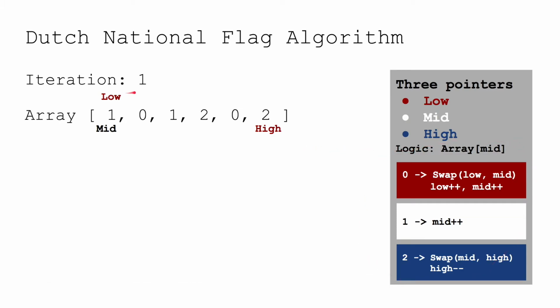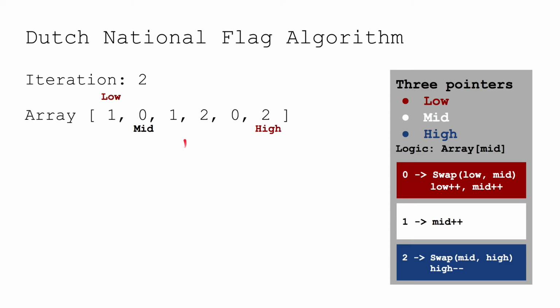Let's start with iteration 1. At iteration 1, our low pointer and mid pointer are pointing at the first value, and the high pointer is pointing at the last value. So here we will be checking what the value at the mid pointer is. At the mid pointer we have 1. So if we have 1, we simply need to increment the mid pointer. In this case we just need to move this pointer by 1 position. Now the mid pointer is at the second position after the first iteration.